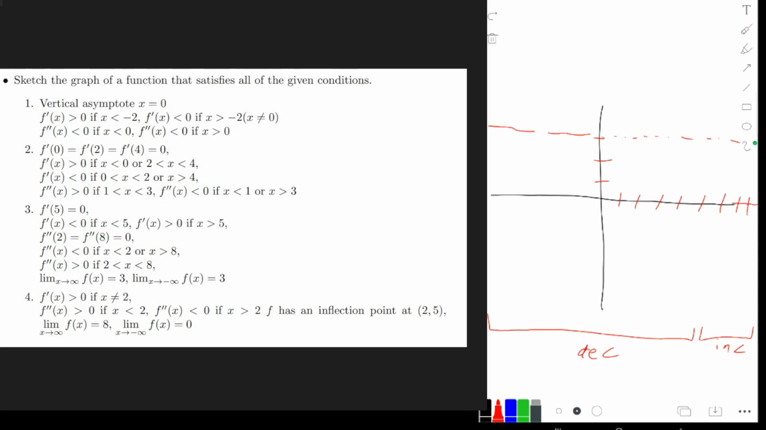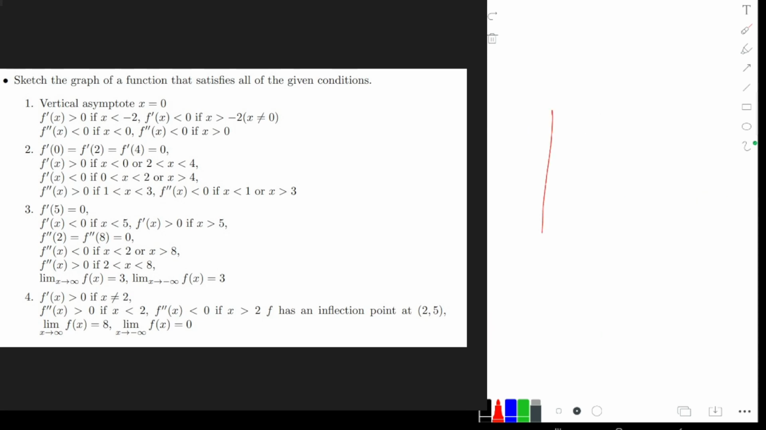So I think maybe I drew a little bit too much of this graph on that side of the origin. 1, 2, 3, 4, 5. Jeez Louise. All right.